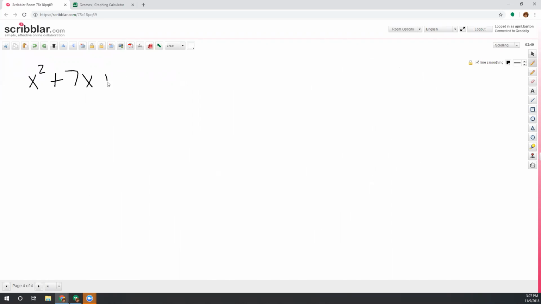And just go to a new page so we can have enough space. Completing the square is the only one that doesn't want to be equal to 0. Completing the square is a very long process. And like I said, it has its uses. It's probably the longest way to solve a quadratic.